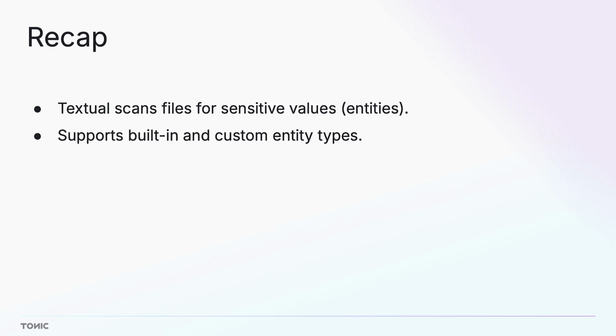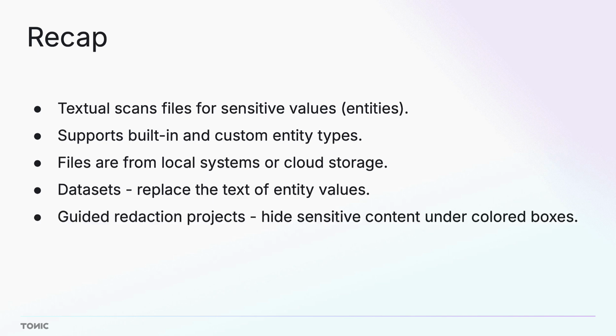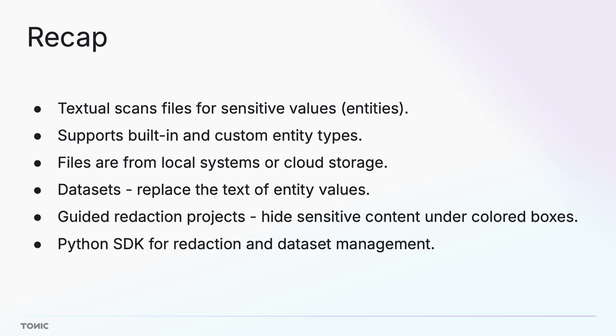To recap, Textual scans files to identify sensitive values, called entities. Textual supports both built-in and custom entity types. Files can come from a local file system or cloud storage. Datasets create transform files that replace the entity values with realistic values or the entity type name. Guided redaction projects generate output files that hide sensitive content under colored boxes. You can use the Textual Python SDK for redaction and dataset management.